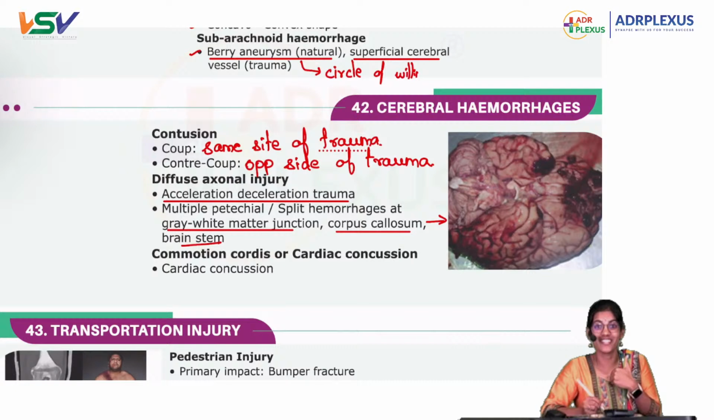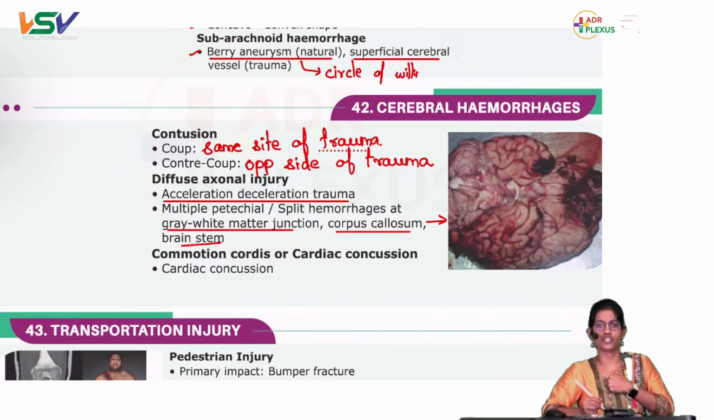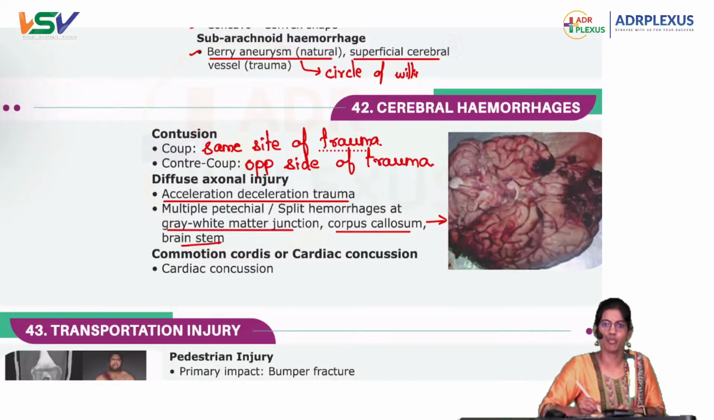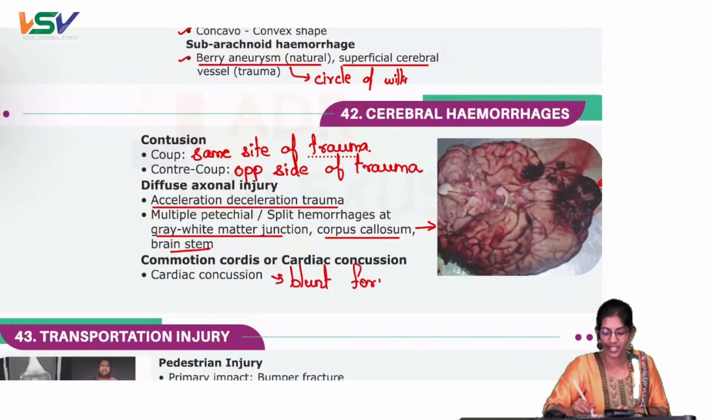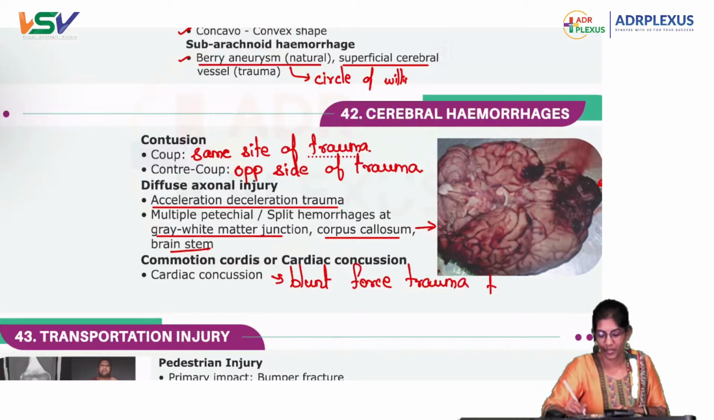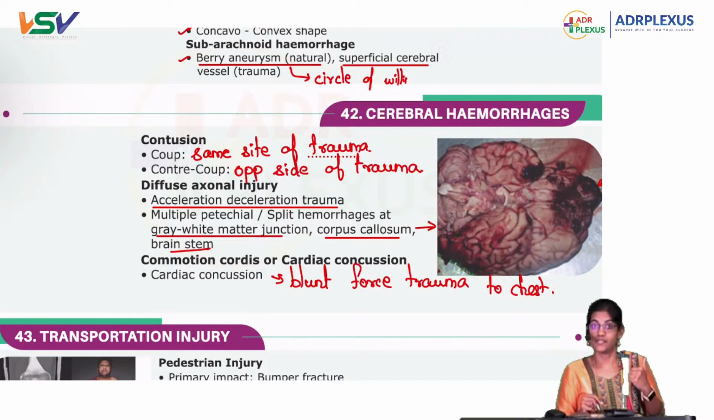Commotio cordis happens in the heart. So you see a sportsperson playing nicely, suddenly a trauma to the chest, collapses and dies. That's commotio cordis. So what has happened? A blunt force trauma to the chest. That is commotio cordis. Particularly if it hits in the QRS complex, cardiac arrest happens.